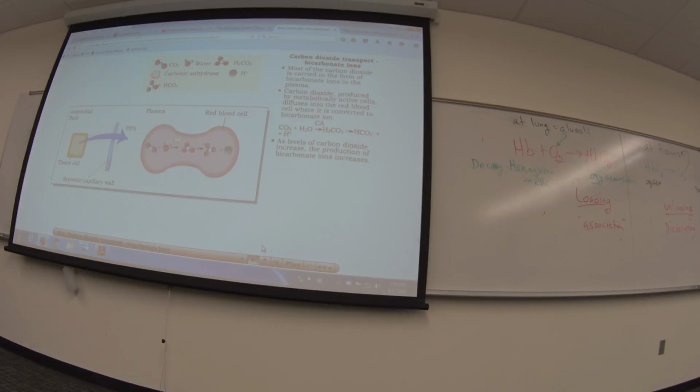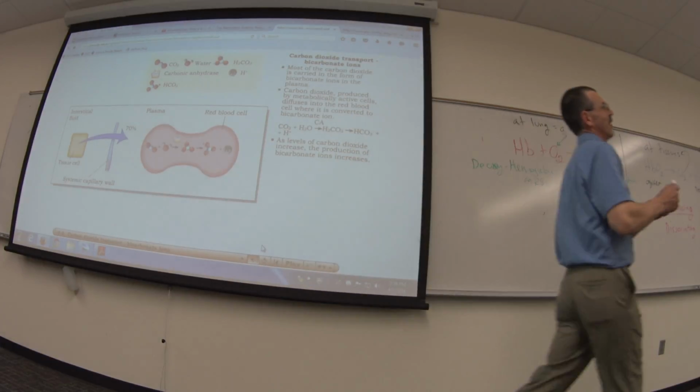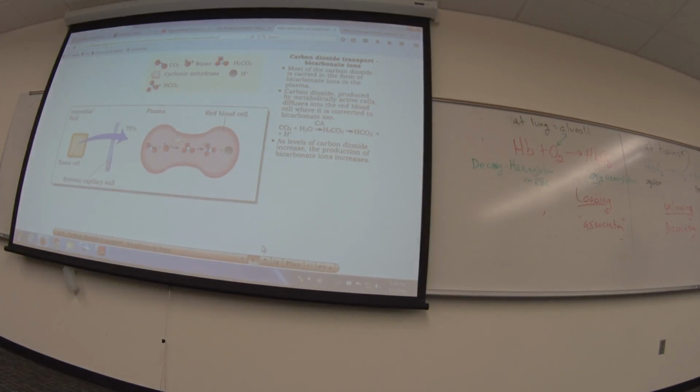Okay, here we go. We're going to write all that out. So, step number 3, CO2 plus H2O makes H2CO3, which makes H plus HCO3 minus. Start writing now. That's the third and most common way you transport CO2. The CO2 binds with water, making these things, H2CO3, H and HCO3 minus.